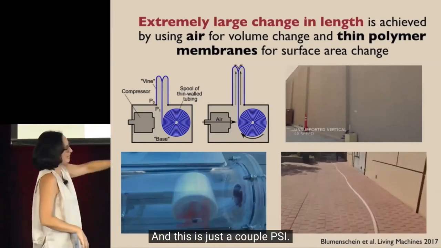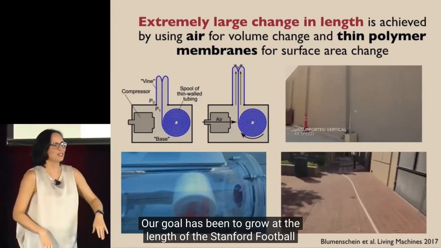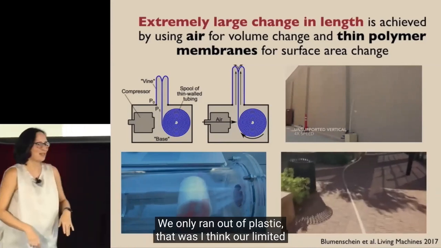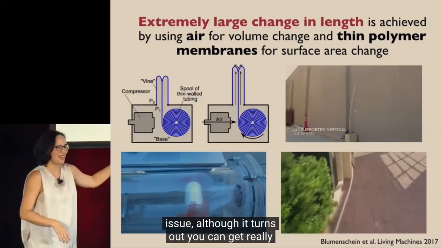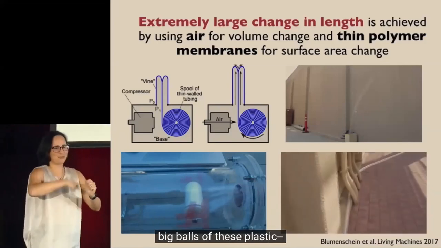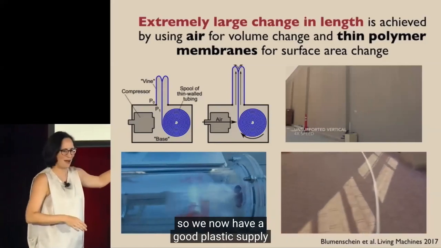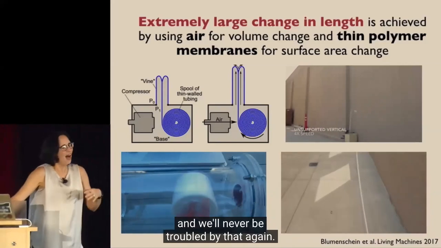And this is just a couple PSI. I think we grew this about 70 meters. Our goal had been to grow at the length of the Stanford football field, and we pretty much got there. We only ran out of plastic. That was, I think, our limiting issue. Although it turns out you can get really big balls of these plastic, really big tubes of them from Amazon. So we now have a good plastic supply, and we'll never be troubled by that again.